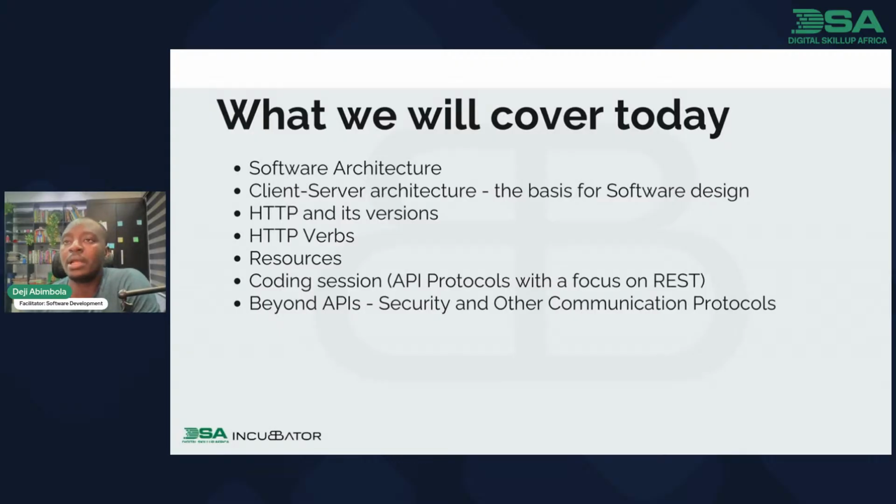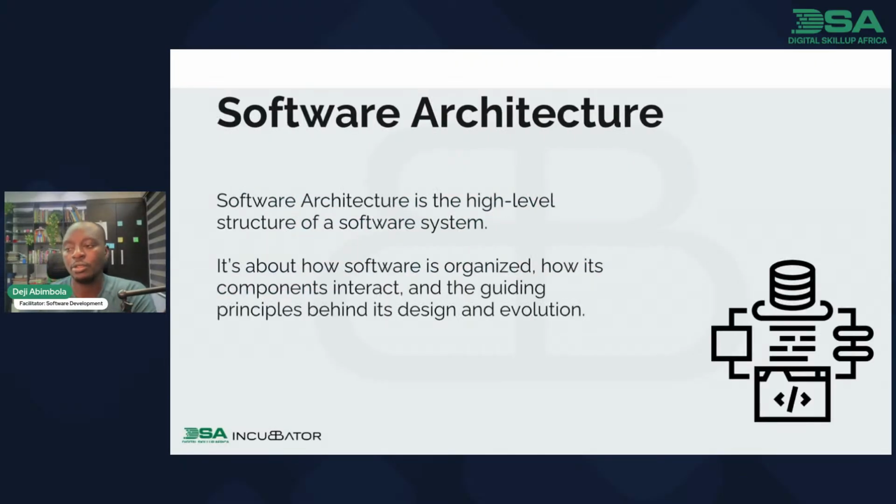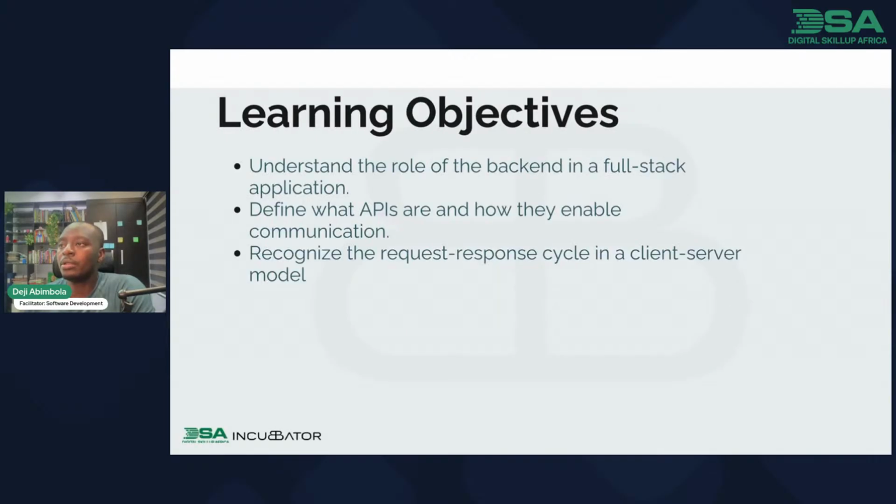Again, as we go into the class, you will gain better understanding of all of this. So at the end of this class, we are hoping that you will gain an understanding of the role of backend in a full stack application, or the role of having a backend in your software. So we'll be defining what APIs are and how they enable communication, and also you should be able to recognize the request-response cycle in a client-server model.